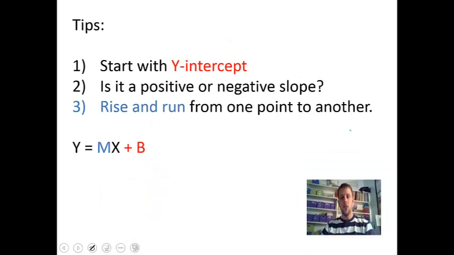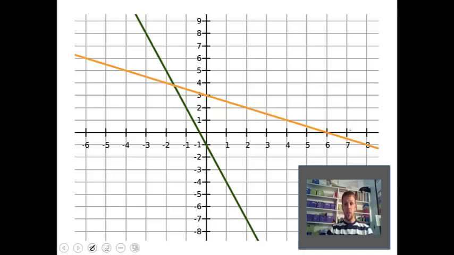Alright, so some tips for writing an equation when you see a graph is to start with the y-intercept. So you're going to start, where does it cross the y-axis? The second is you're going to ask yourself, is it a positive or negative slope? Positive is like you're climbing a mountain, and negative means you're going down a mountain. And third, you're going to test the rise over run. How far do you have to go up or down? And then how far do you have to run to another part? So let's give 2 examples.